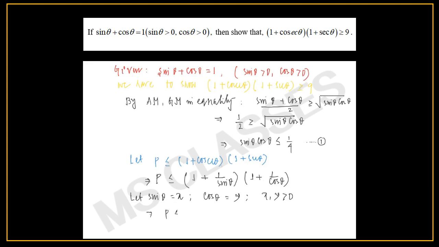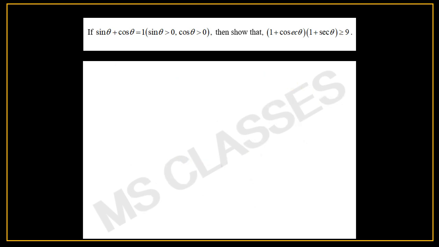P less than or equal to (1 plus 1 by x) into (1 plus 1 by y). Now we can simplify this further and write P less than or equal to (x plus 1) into (y plus 1) by xy. So if we simplify this, we can write Pxy less than or equal to (x plus 1) into (y plus 1). And we have multiplied both sides by xy, with no change of inequality sign because x and y are both positive. So naturally, when we multiply, there is no change of inequality sign.